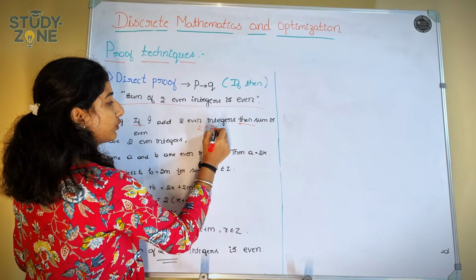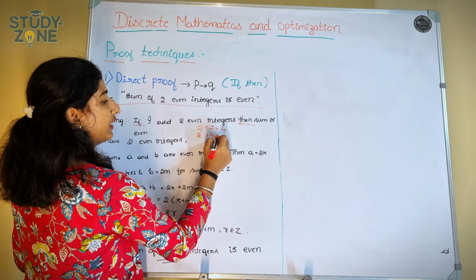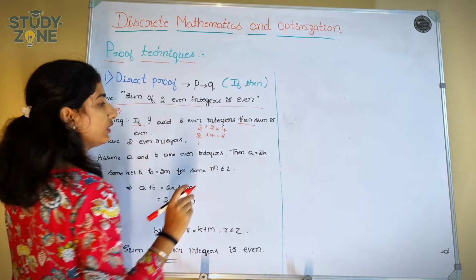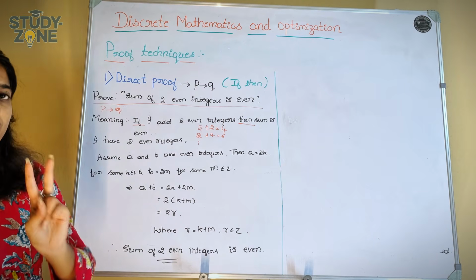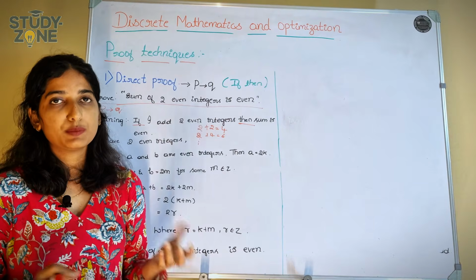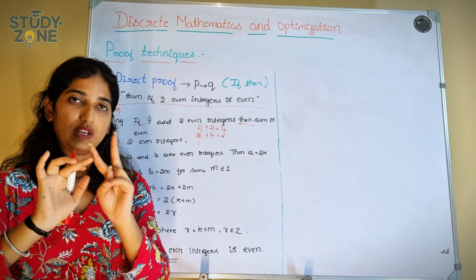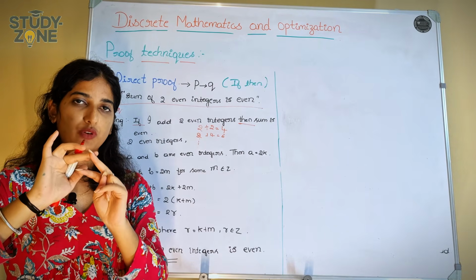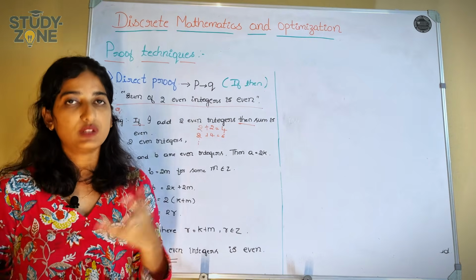2 plus 2, what is the value? 4. 2 plus 4, it will be 6. If we continue, it will be even only, right? So let's take two even integers, one is a and another one is b. If I have two integers a and b, let's take a equals 2m, b equals 2k. If we add those values, let's see what will happen.